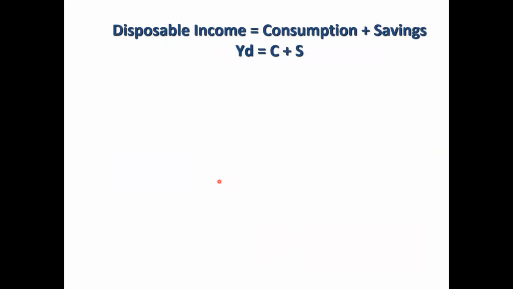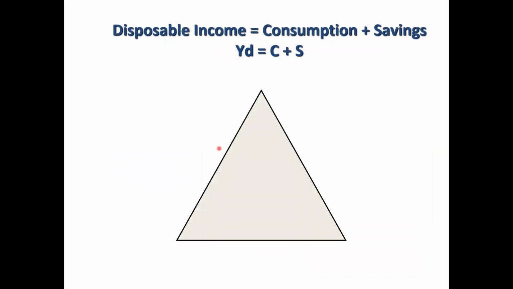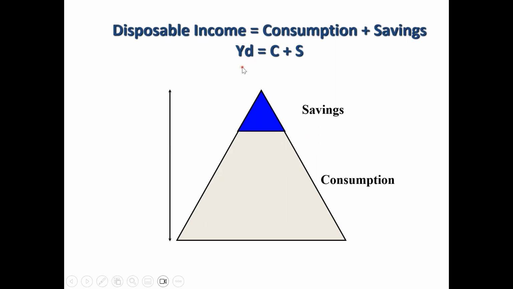And if we have the disposable income, like this triangle, we have a proportion of it which is saving, and the other proportion, which is consumption. Consumption takes most of the income or disposable income. The summation of consumption and saving equals income.